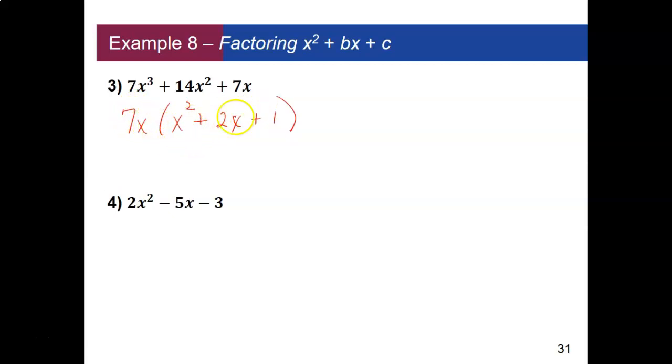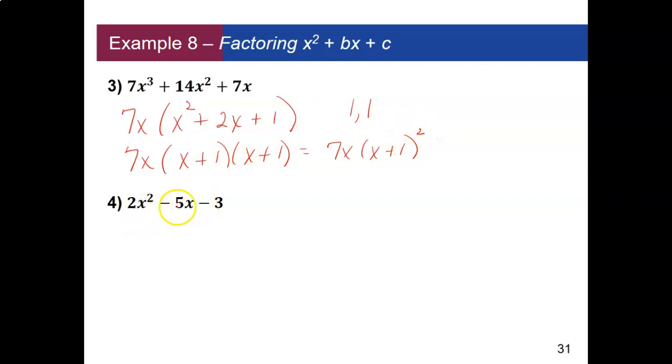And then beyond that, we still have a trinomial here that we need to try to factor. So if we look at that, we want the factors, or what multiplies to give me 1 and adds to give me 2. Well, 1 only has the factors of 1. So this is going to be x plus 1 and x plus 1, or 7x times x plus 1 squared.